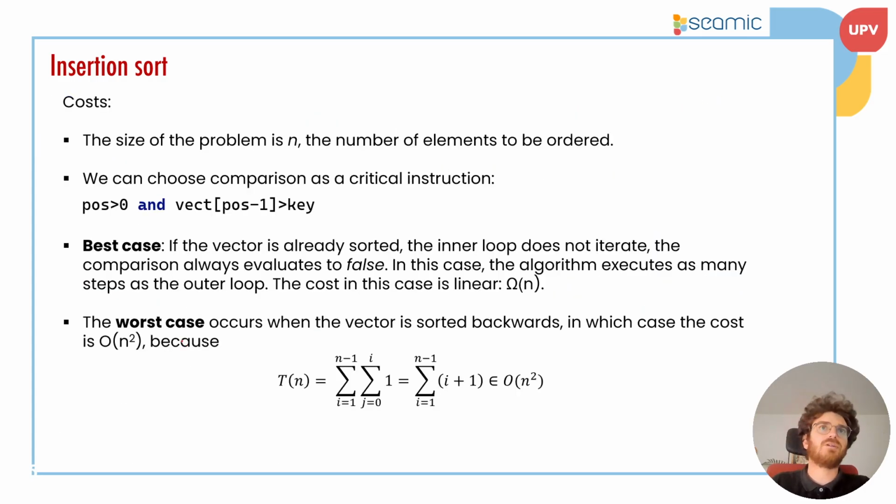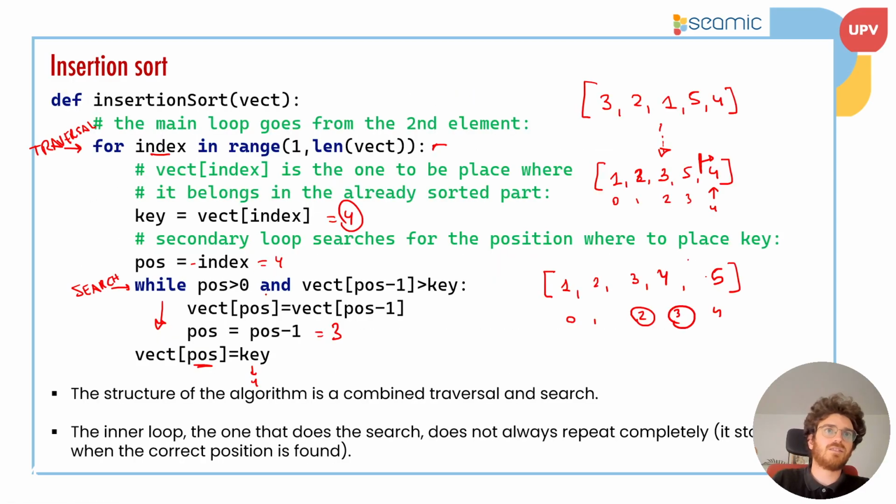So let's think about the complexity itself. So first, the size. If we have a 5-element array, the size is mostly going to be the length of the list to be sorted, and we can choose the comparison here. This comparison would be the one that happens the most times, because these ones may also happen, but they may not, as this loop may end up early.